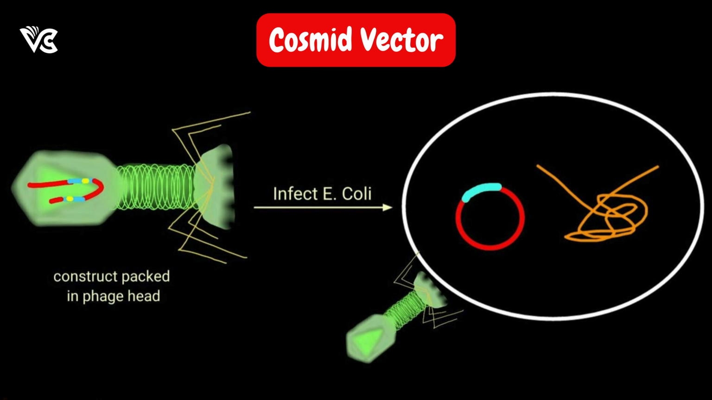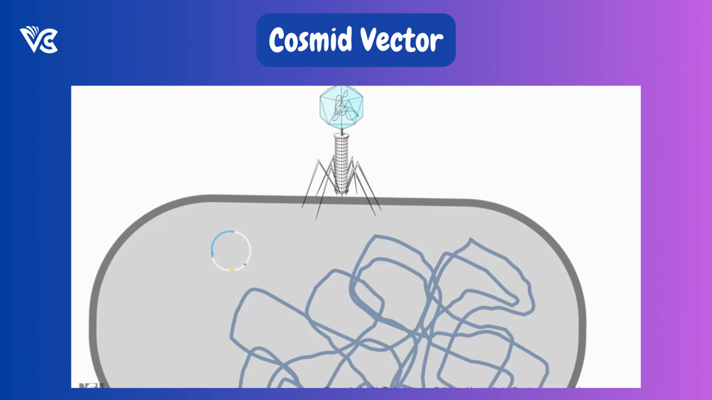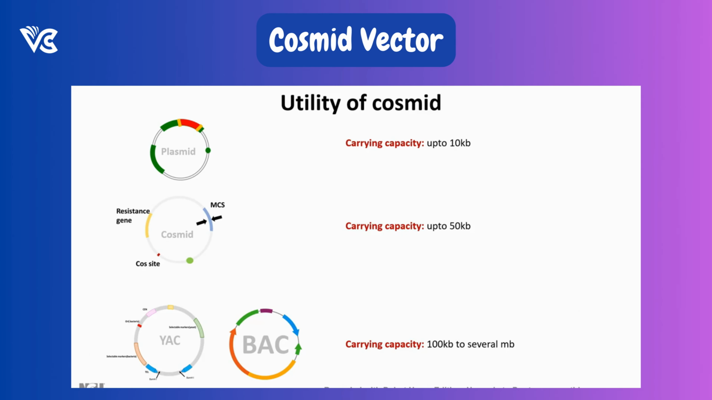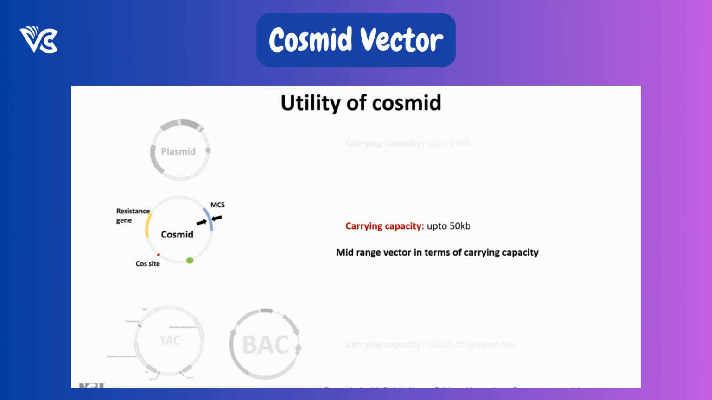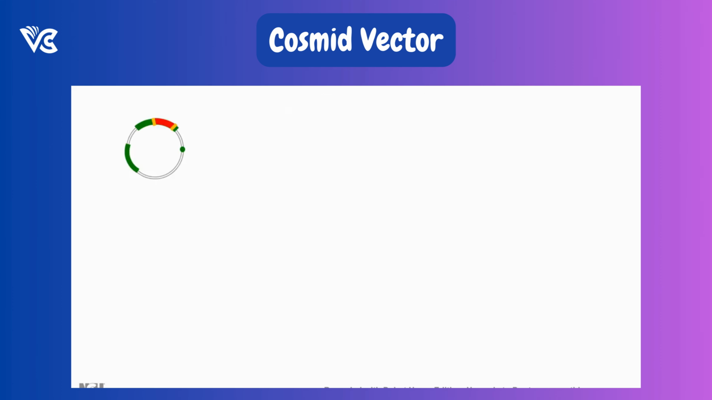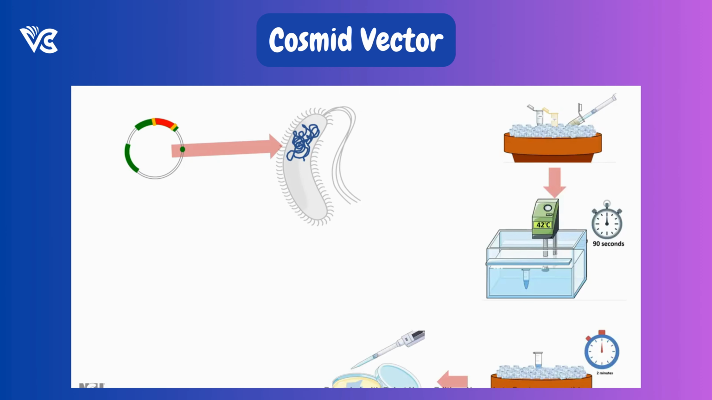We shall now talk about cosmid vectors. They are hybrid vectors combining plasmid and lambda phage characteristics, including lambda's cos sites for packaging into phage coats, allowing them to carry large DNA inserts up to 45 kb. These vectors replicate like plasmids within the host cell, but can be packaged into lambda phage coats in vitro for infection.